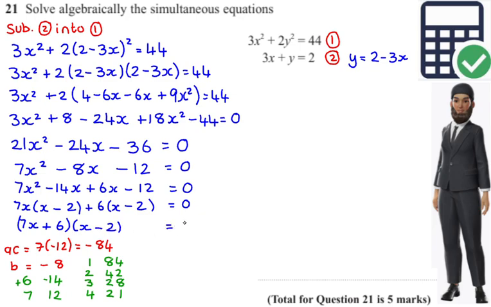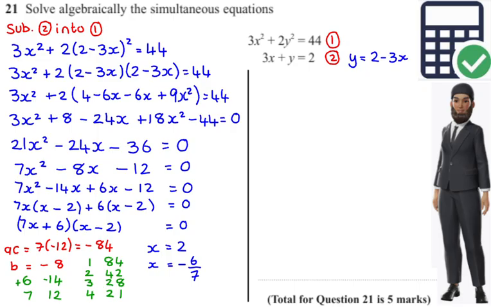And then we need to solve for this. Let's put a little margin over here, and then let's work this out. So what are your x values? Well, our x values are going to be x is equal to 2, and our second value is going to be x is equal to minus 6 over 7.